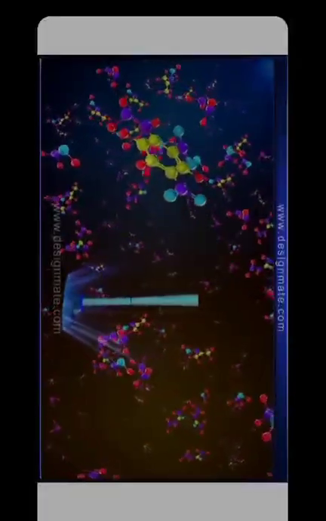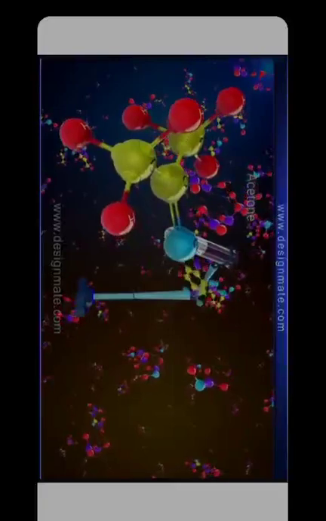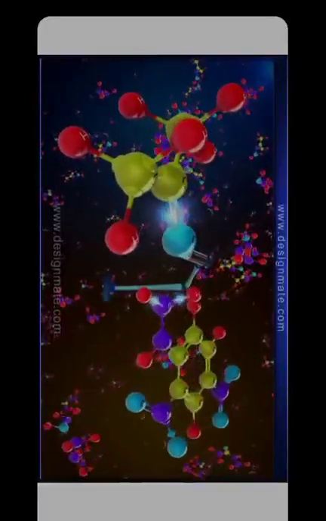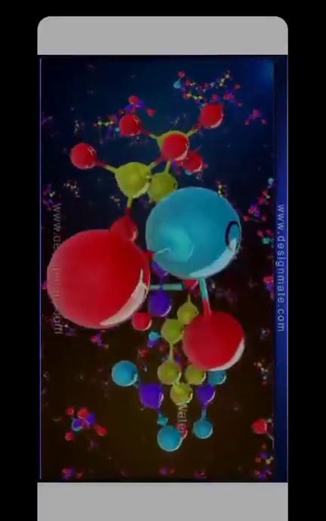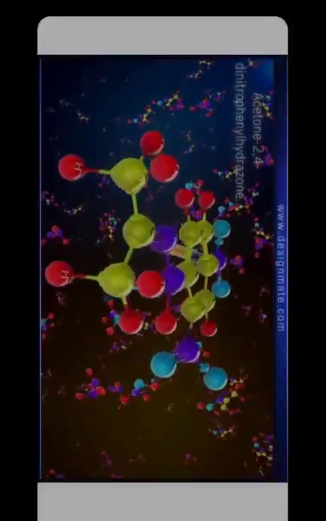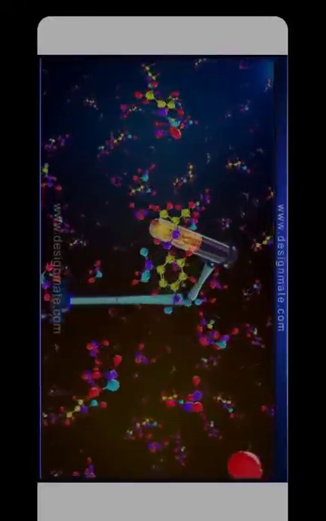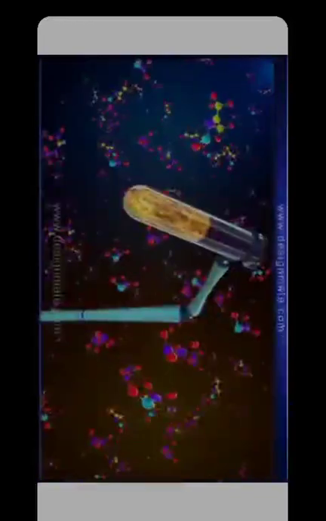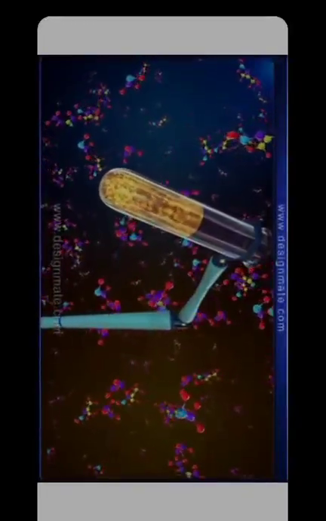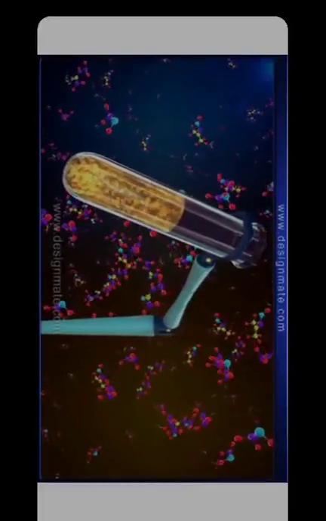Add 2,4-dinitrophenylhydrazine to a test tube containing acetone. The reaction results in the loss of a water molecule, and a compound called acetone 2,4-dinitrophenylhydrazone is formed. This compound is seen as a thick orange-colored precipitate, and hence it is easier to identify aldehydes and ketones using this reaction.